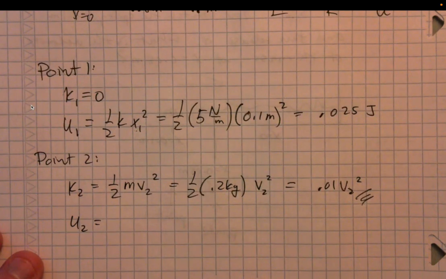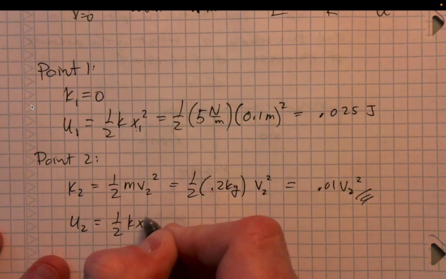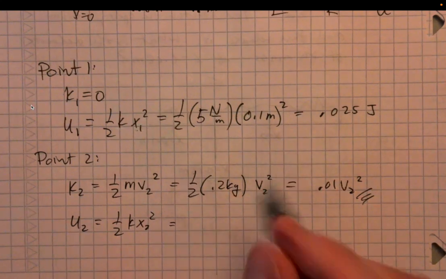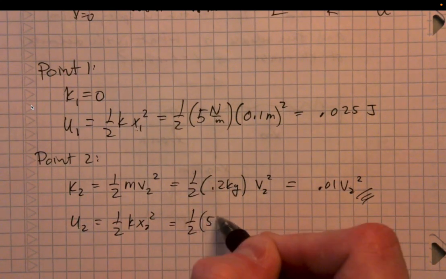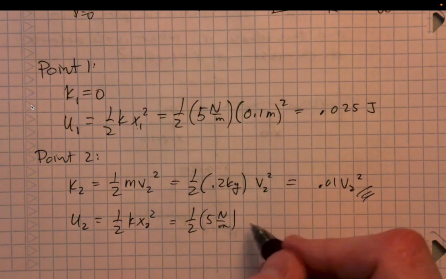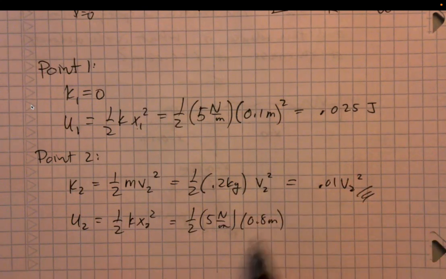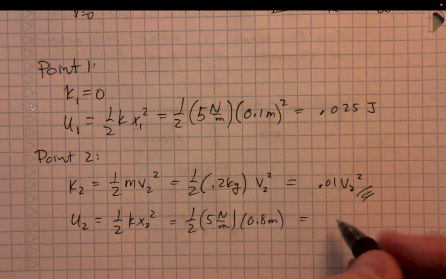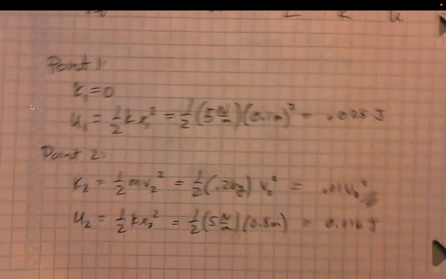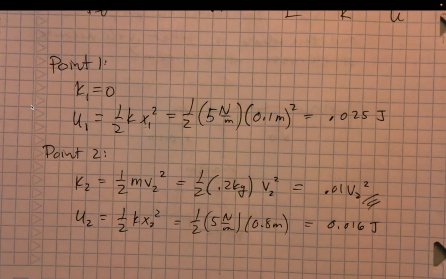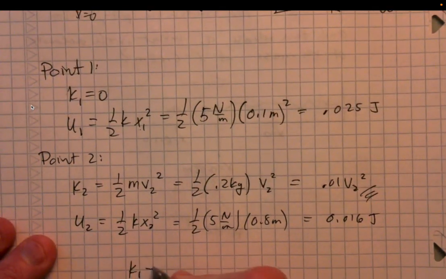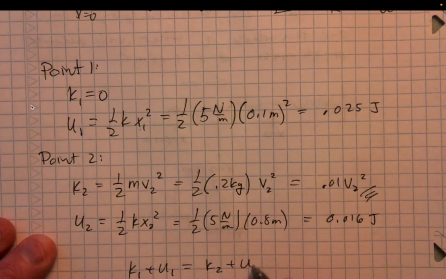U2 is 1/2 k x2 squared. And so that's 1/2 times 5 newtons per meter times 0.8 meters. Now the displacement is slightly smaller because we're closer to the normal state. And so you crank all that out and you get 0.016 joules. So there's no outside forces acting. It's just the spring on the frictionless track, and that being the case, we can use K1 plus U1 equals K2 plus U2.